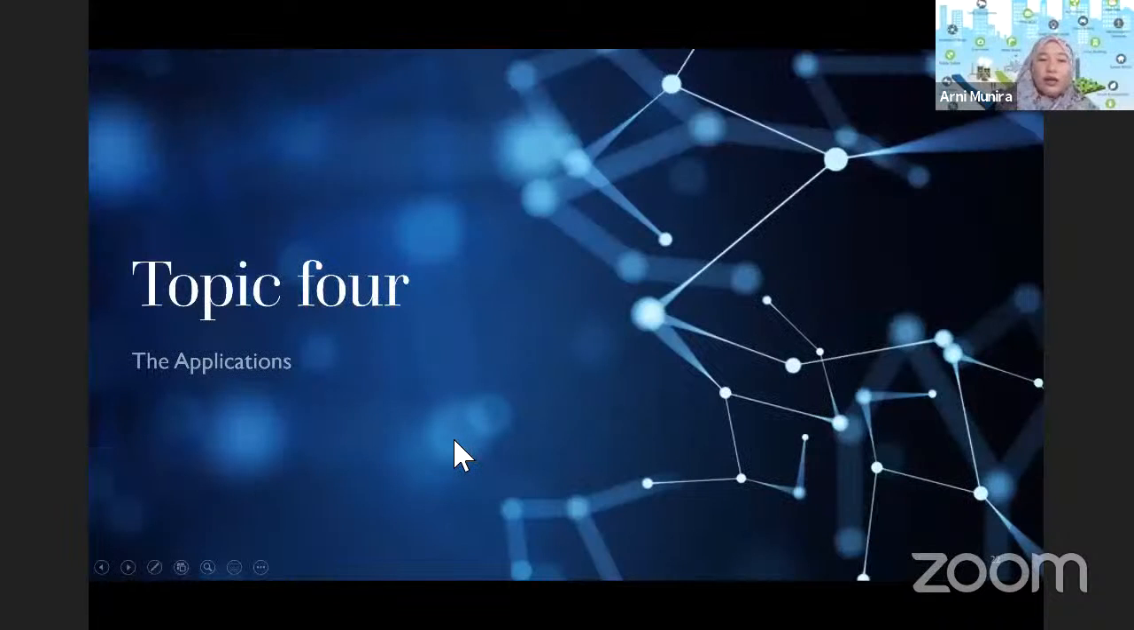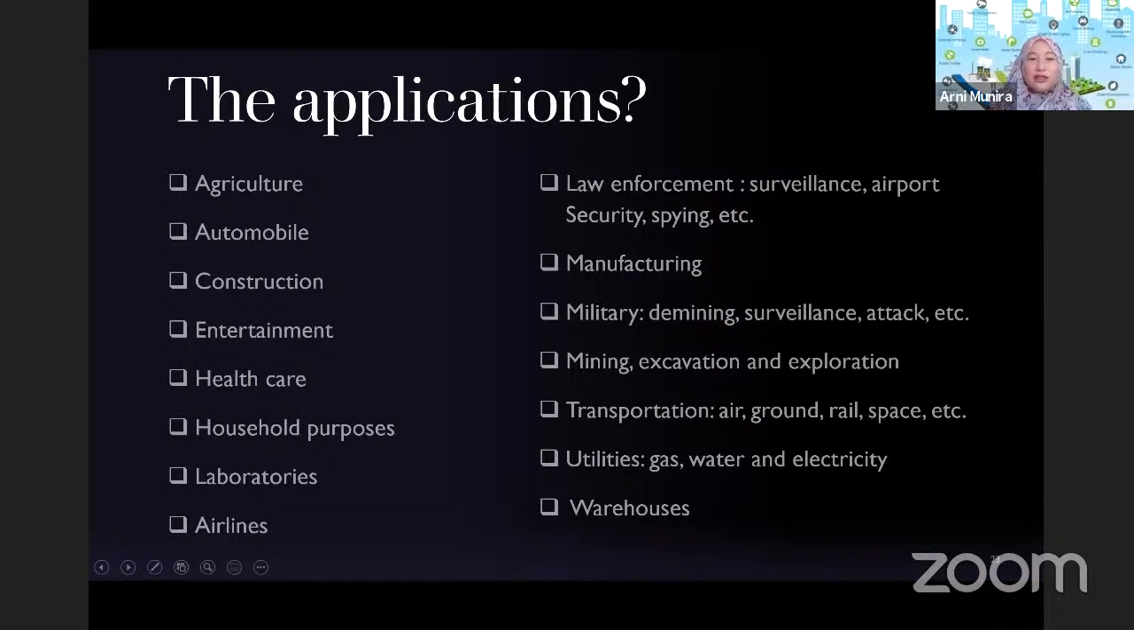Okay, and then topic 4 is the application. So what applications can we use? Such as agriculture, for smart agriculture, automobile, like smart car, power charging car, solar panel attached to car, and then construction for civil engineering, entertainment, healthcare like blood pressure, Garmin, Fitbit, watch, and then household purpose, lab, airlines, law enforcement, manufacturing, military, and many more. So everything can use Arduino. So this is the idea of what project you want to use.